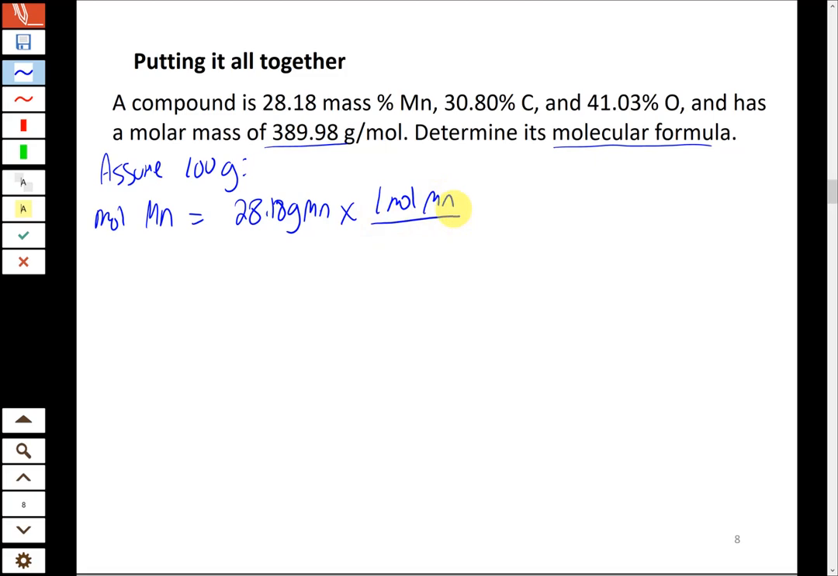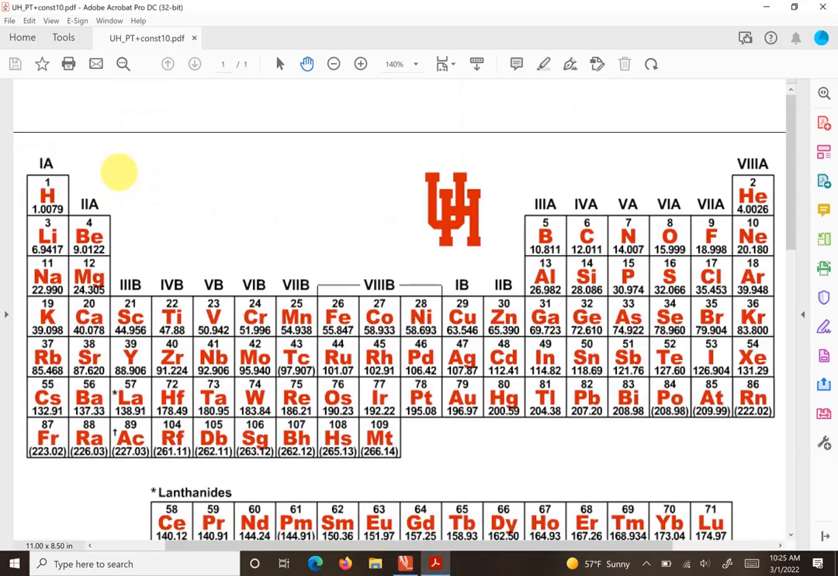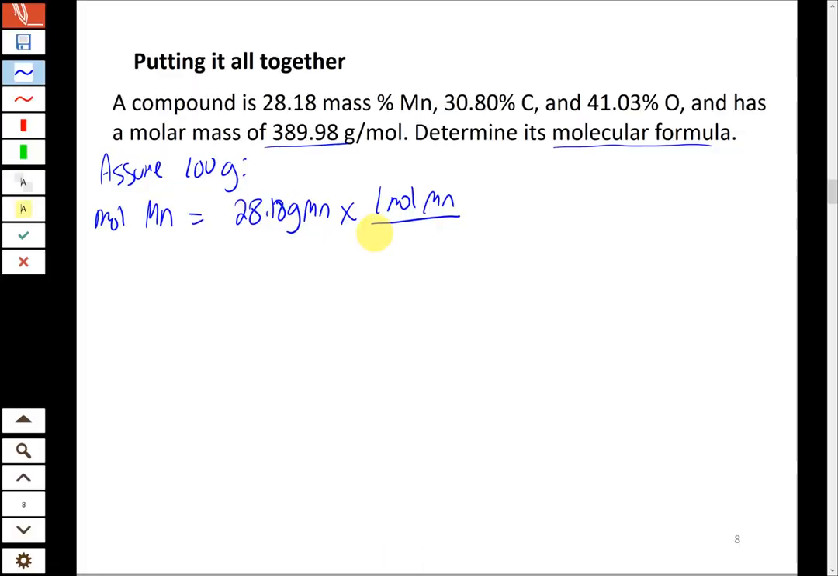All right, so we're going to need atomic masses. So again, that always comes from the periodic table. Mn is there, 54.94. We also have carbon and oxygen, which are 12.01 and 16, two numbers we've seen a lot. So manganese is 54.94. That's the first number we're going to use to find its molar amount. And so we get 0.5129.